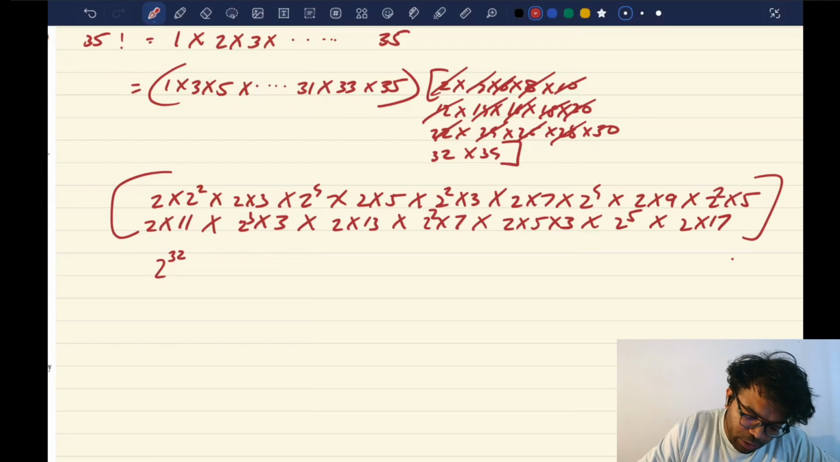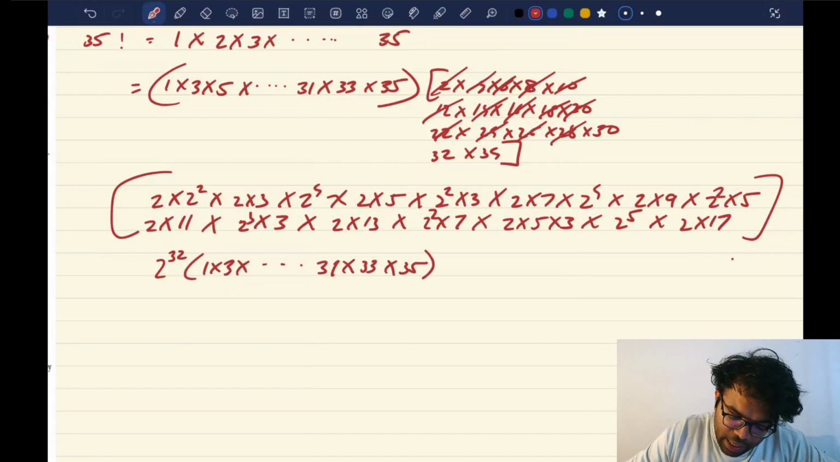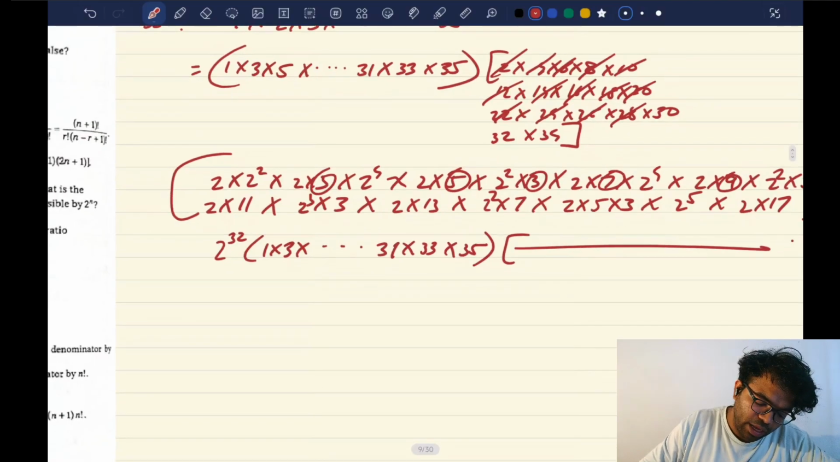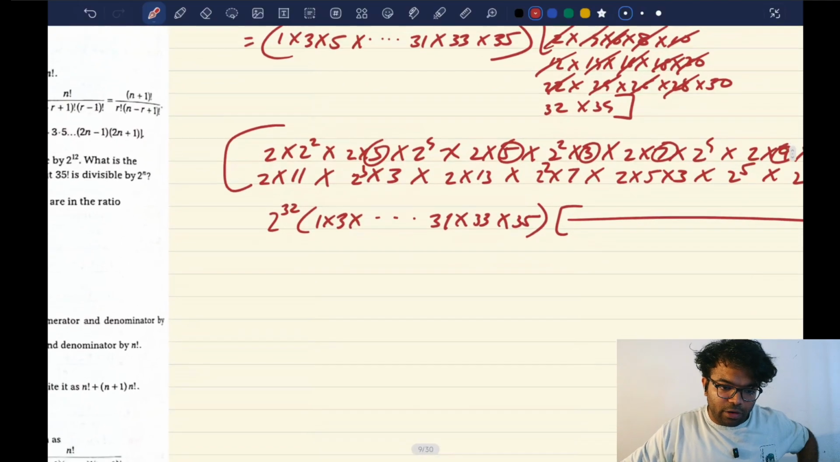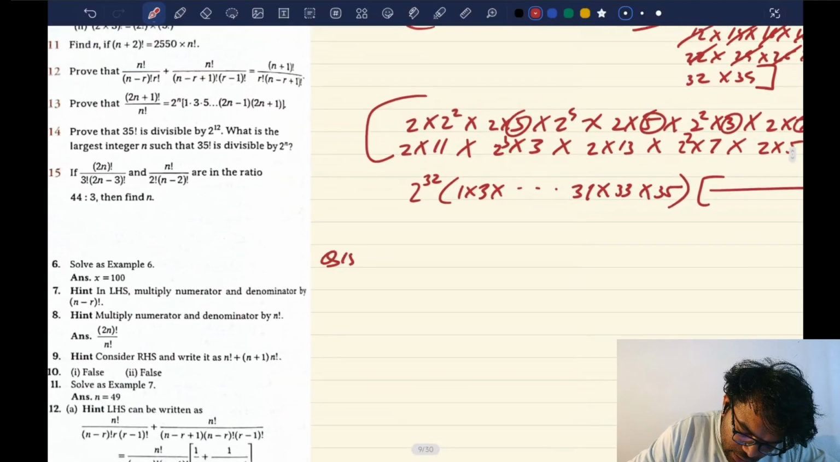So 2 raised to the power 32 into all the other terms will be the value. Into 1 into 3 into dot dot dot, 31 into 33 into 35, and then you will have all the rest of the values like this. You will write all of them, and you will say that it is divisible by 32. Okay, next question. Question number 15.